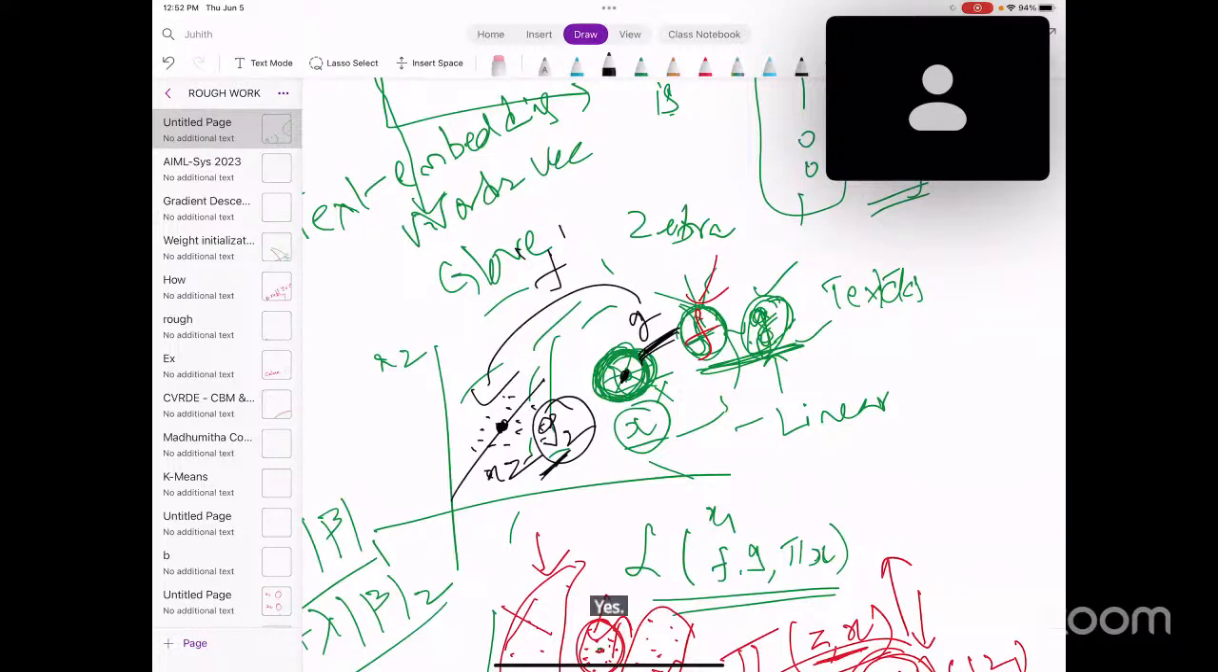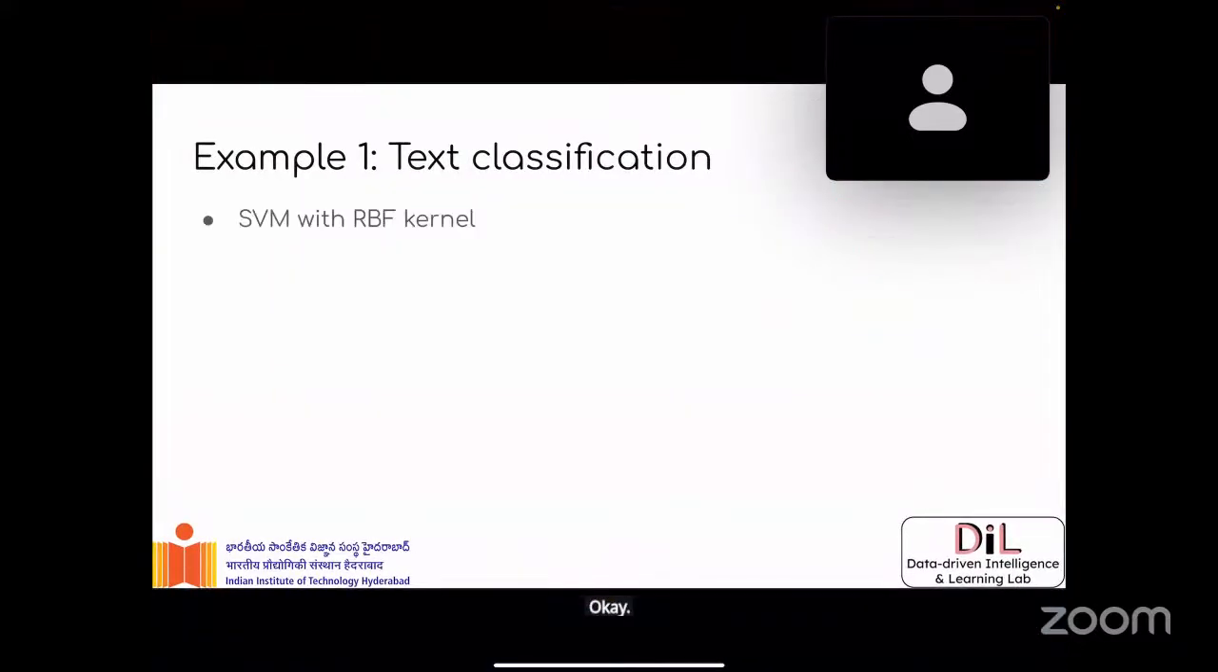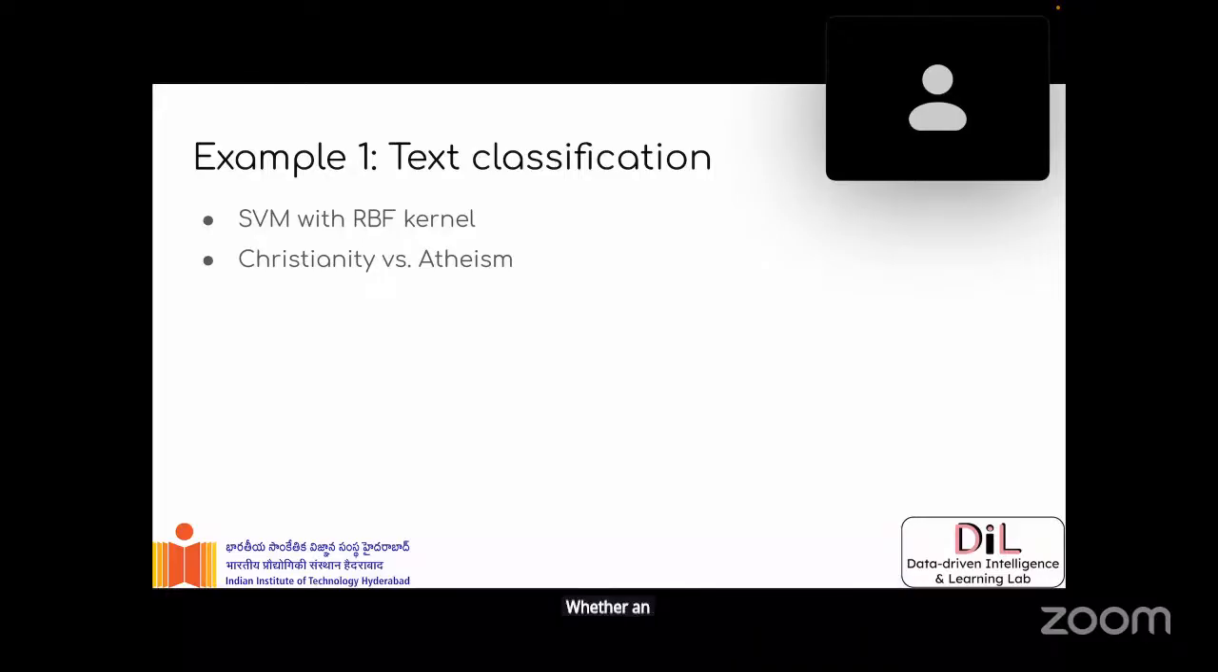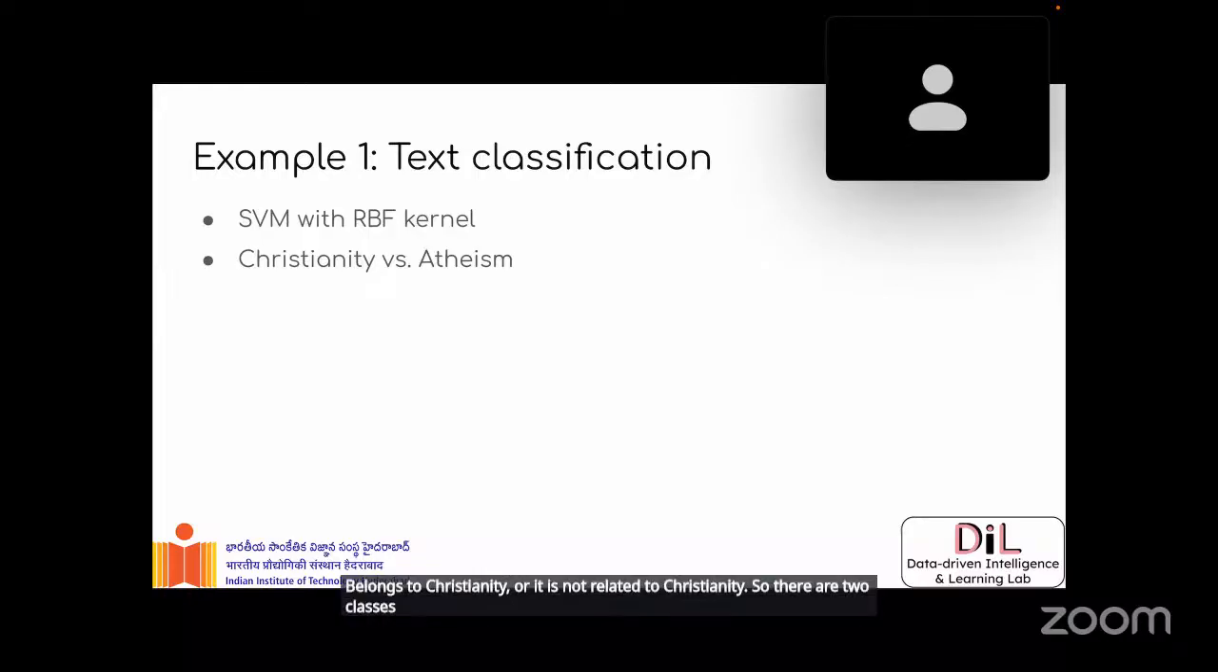Yes, sir. Okay, all right. So let's look at one example. It's a text classification. I took this from the paper that came up with the LIME algorithm itself. They used an SVM model with an RBF kernel to train the classification. It's a binary classification: whether an email received by a user belongs to Christianity or is not related to Christianity. So there are two classes, Christianity versus atheism.